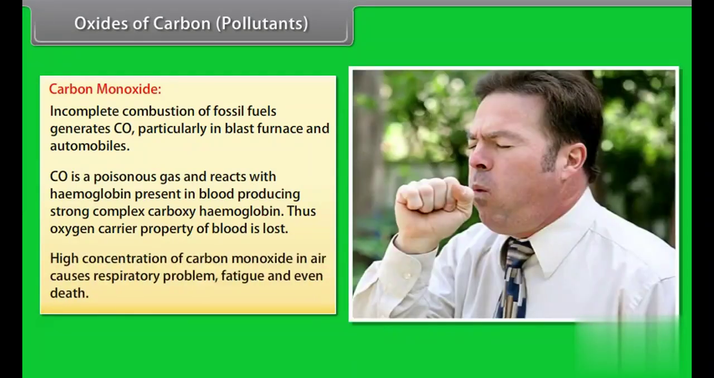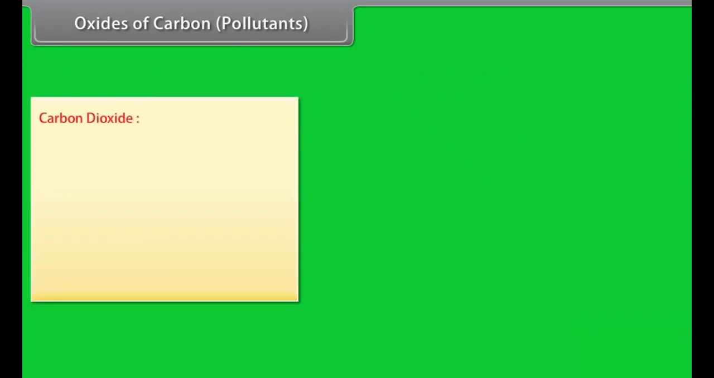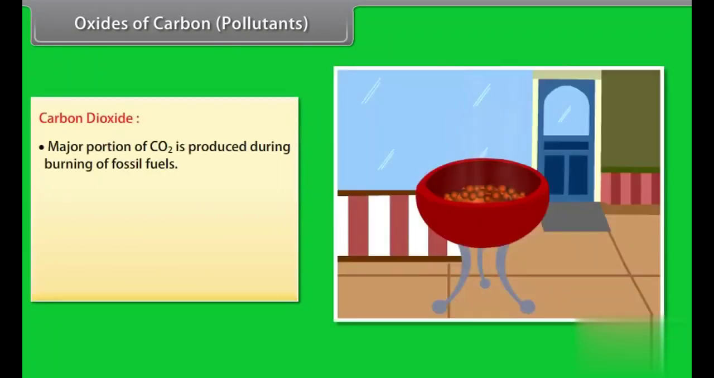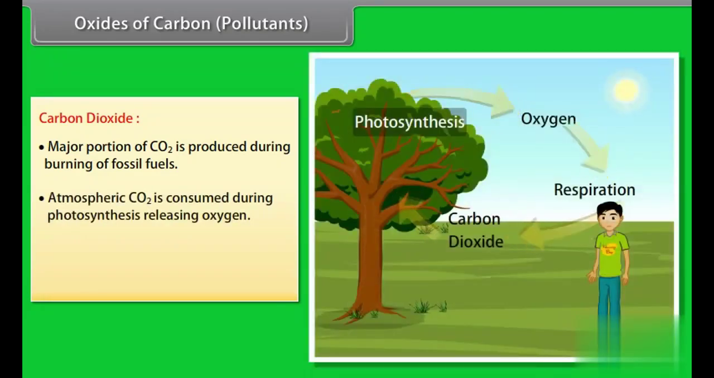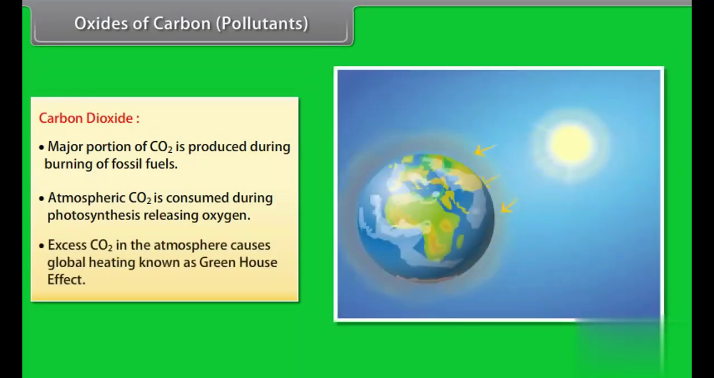High concentration of carbon monoxide in air causes respiratory problems, fatigue, and even death. Carbon dioxide. A major portion of CO2 is produced during burning of fossil fuels. Atmospheric CO2 is consumed during photosynthesis, releasing oxygen. Excess CO2 in the atmosphere causes global heating, known as the greenhouse effect.